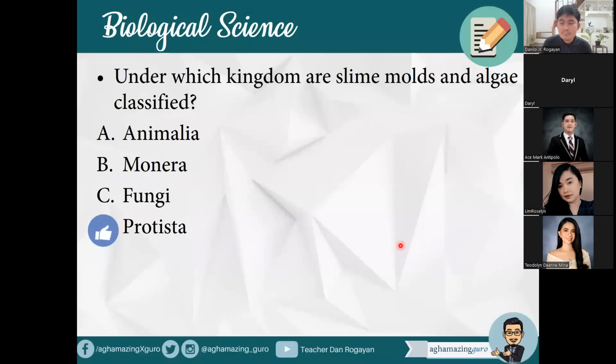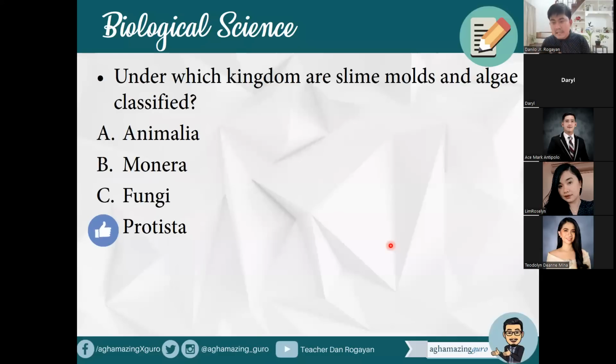Actually, these are protists. Remember algae and protozoa? Slime molds kasi are fungus or fungi-like protists. Diba? Then algae, alam niyo yan, algae, protozoa, these are actually considered under kingdom Protista. This is one of the tricky questions. So parang napakasimple lang ng tanong pero tricky siya. So at least alam na natin.